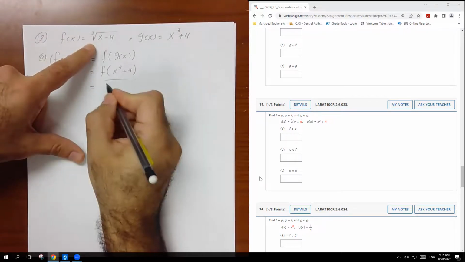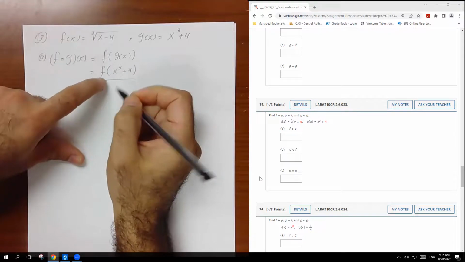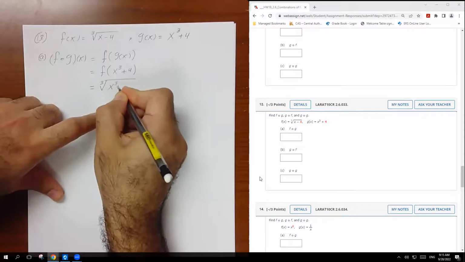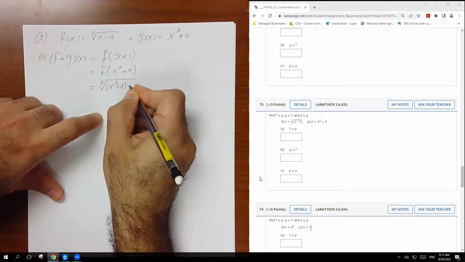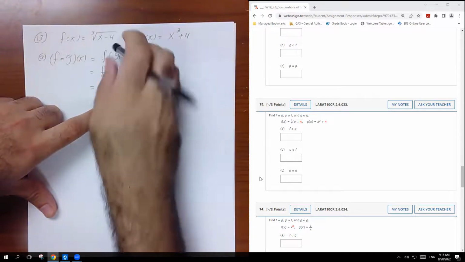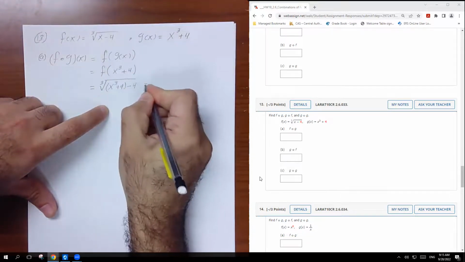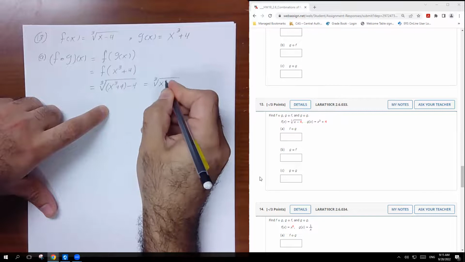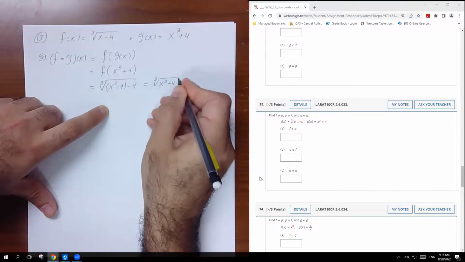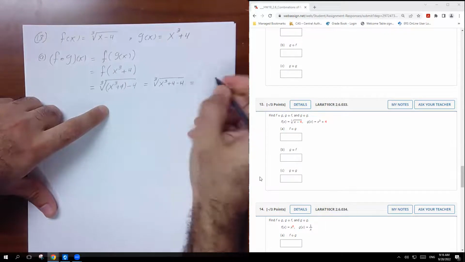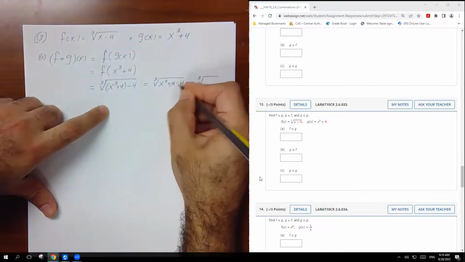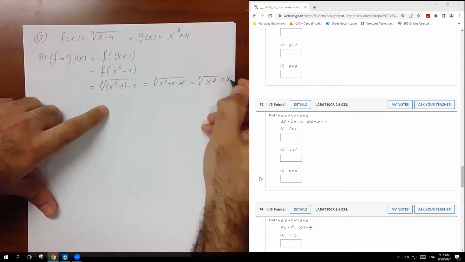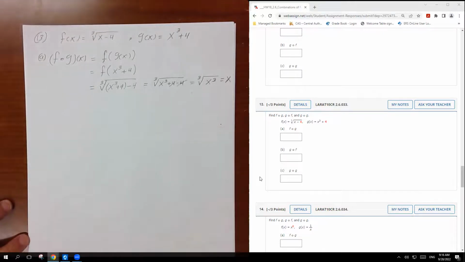Here is the F function. And instead of each X here, I'm going to put X cubed plus 4. Sorry, minus 4. Yeah, plus 4 minus 4. Now we need to simplify it. So the cubic root of X cubed plus 4 minus 4 is going to be the cubic root of, this is 0, X cubed. The cubic root of X cubed is going to be just X. That's it for the first one.